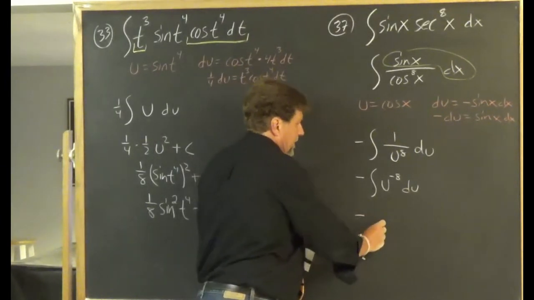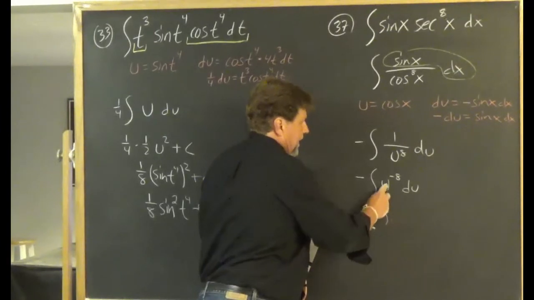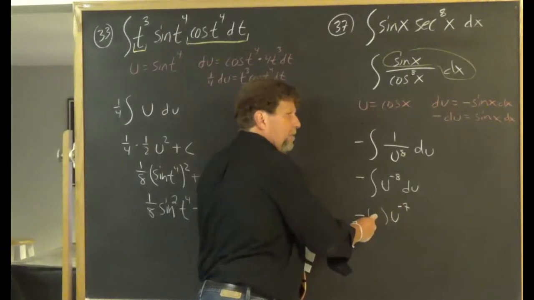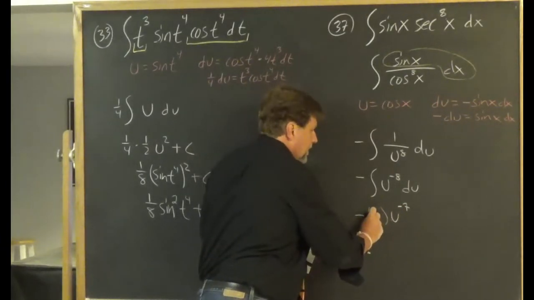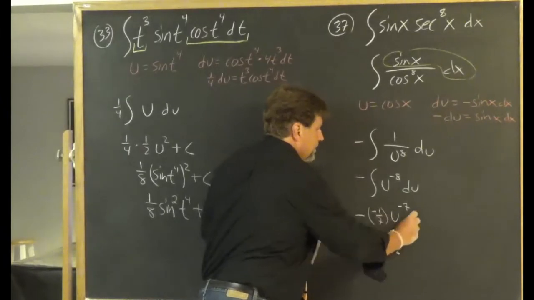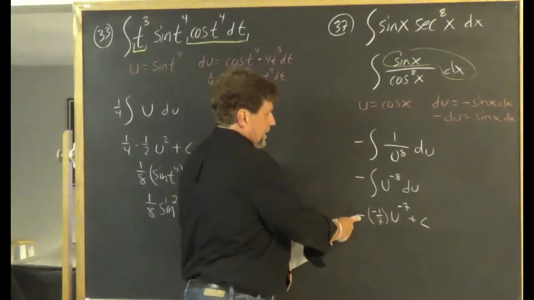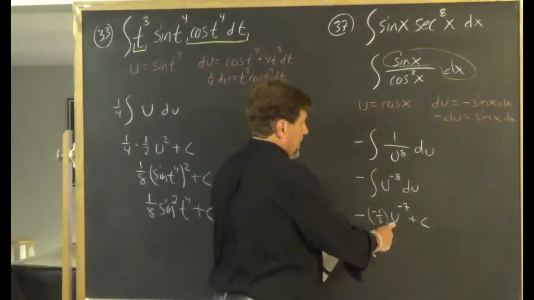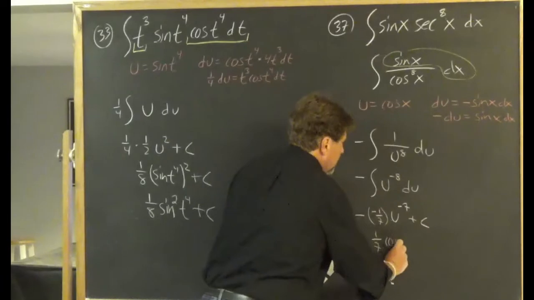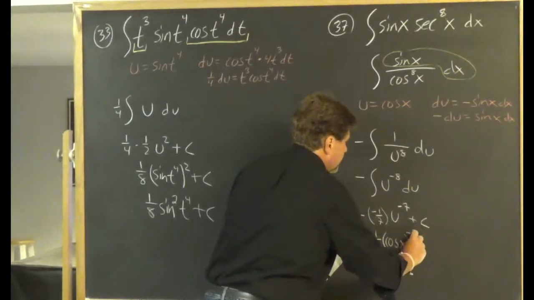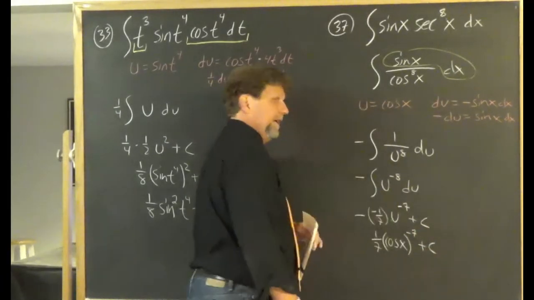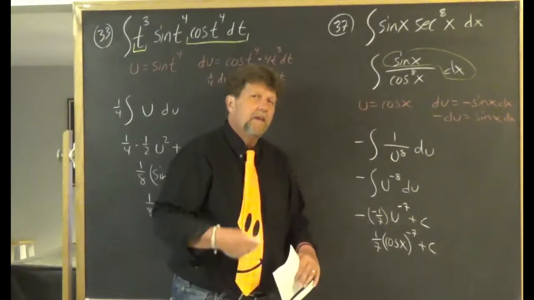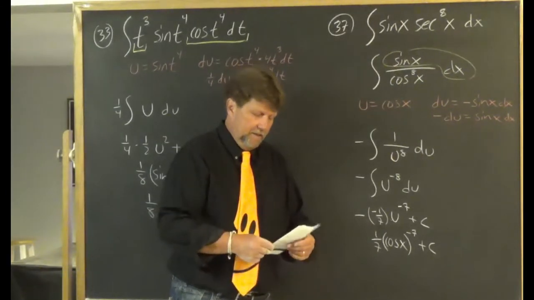You have negative, let's see, I better put a little space there. Add 1 to the exponent, so that's u to the negative 7th. And here I put the reciprocal of the new exponent, so that's a negative 1 over 7. Negative times negative gives me a positive 1/7. Let's see, u is cosine, so I'd have cosine x to the negative 7th plus c. And if you wanted to, you could write that as 1/7 secant to the 7th x plus c.